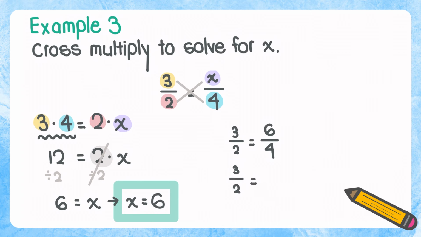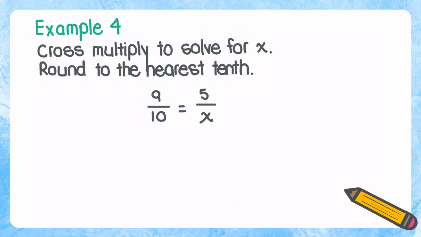3 over 2 is already in simplest form, but we can reduce 6 over 4 by dividing both the numerator and denominator by 2. What does this reduce to? This reduces to 3 over 2. So the equation is true, we've correctly solved for x.